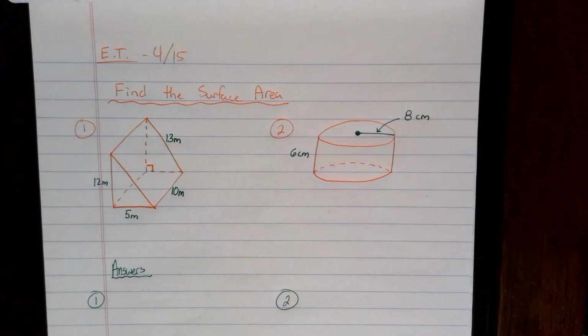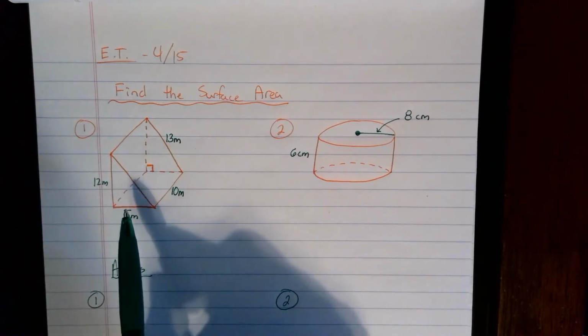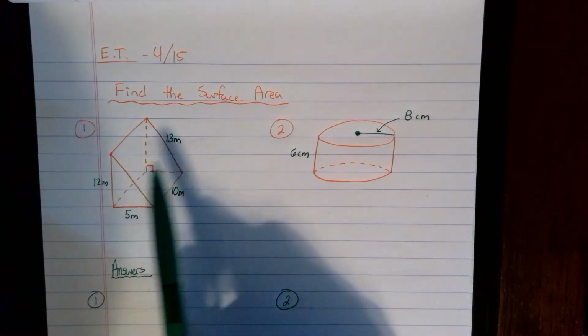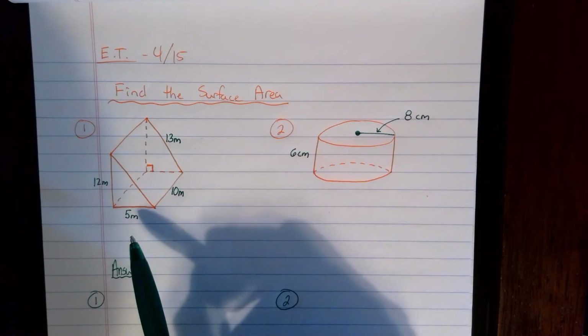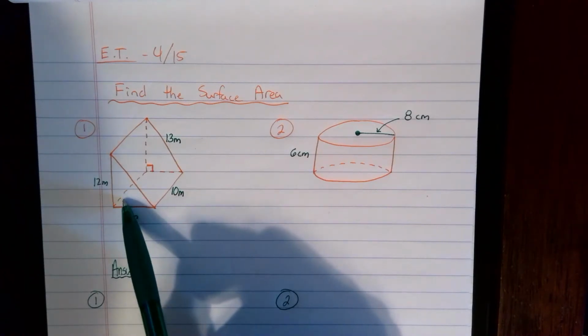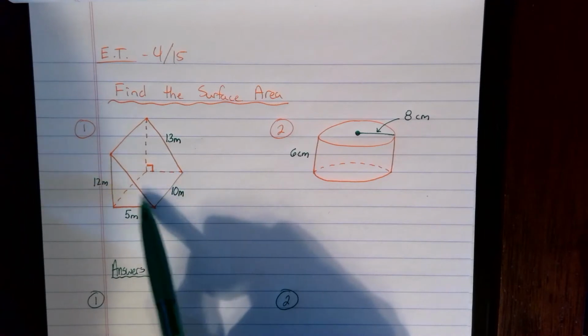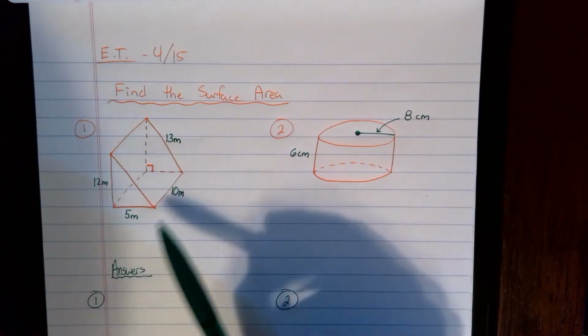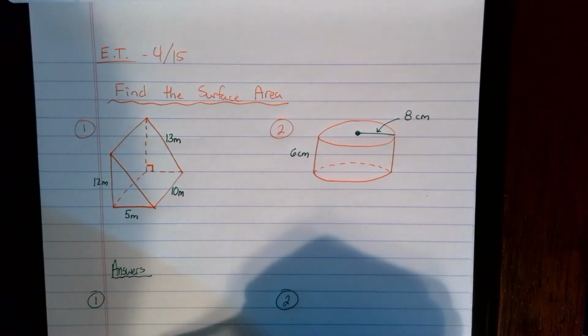So I have a triangular prism for you to try. This is a right triangular prism. Anytime we do a prism, what we've said is to find the area of all the faces and then add them all together. So you have 2 triangle faces and then 3 different rectangle faces, for a total of 5 faces. So for number 1, you should have 5 different areas and then add them up.